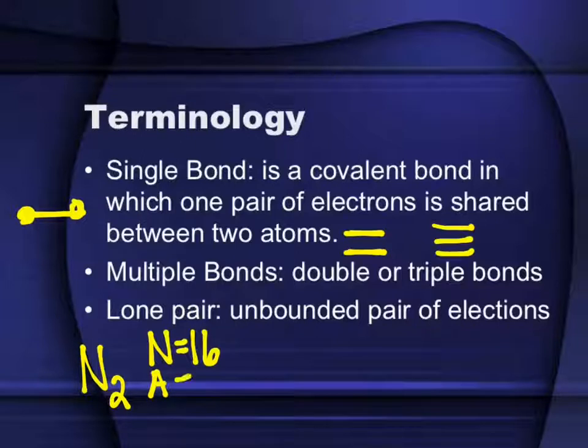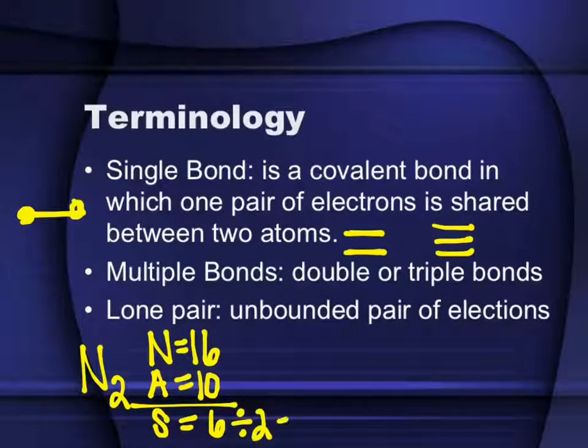What is available to us? Let's go and look at the valence electrons for nitrogen. Nitrogen has how many valence electrons? 5, and we have 2 nitrogens. So a total of 10 electrons are available. Now we have to share some. So what is left over? 6. Always divided by 2 leaves me with 3.